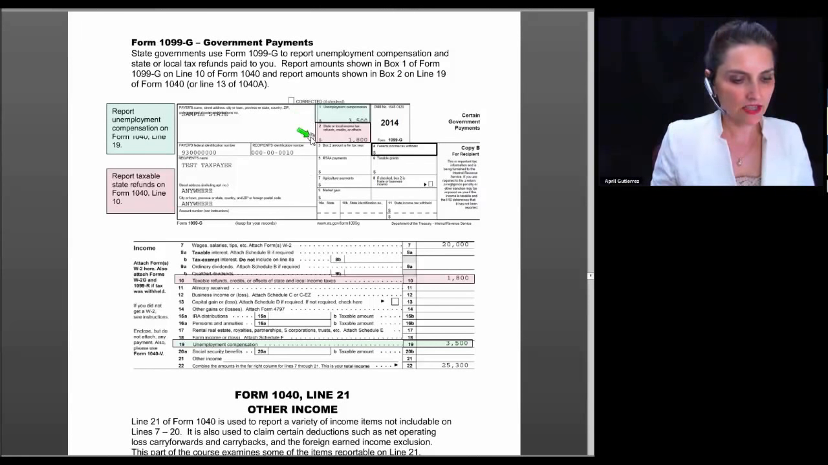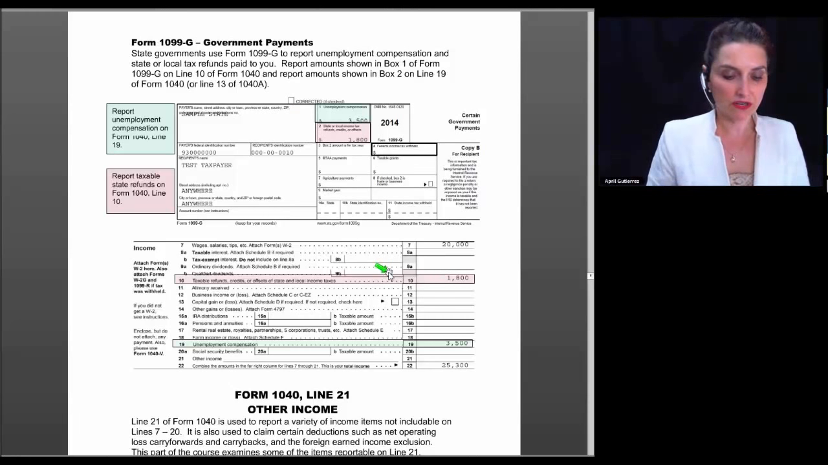The line 18 shows taxable state refunds. Assuming you've done your due diligence to determine that the refund is in fact taxable, you would carry that taxable refund to line 10. And if you determine that the refund is partially non-taxable or not taxable at all, you would of course leave line 10 blank or enter a lesser number. And then the unemployment benefits received would carry down to line 19.